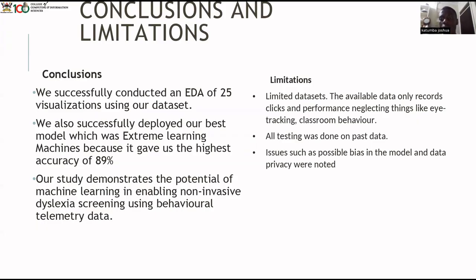Our limitations were that we did data analysis on past records. That's the first thing. Then we also took clicks and performance, negating things like eye tracking and classroom behavior. And also our model had a very big bias because it had a very big class imbalance of 9:1.